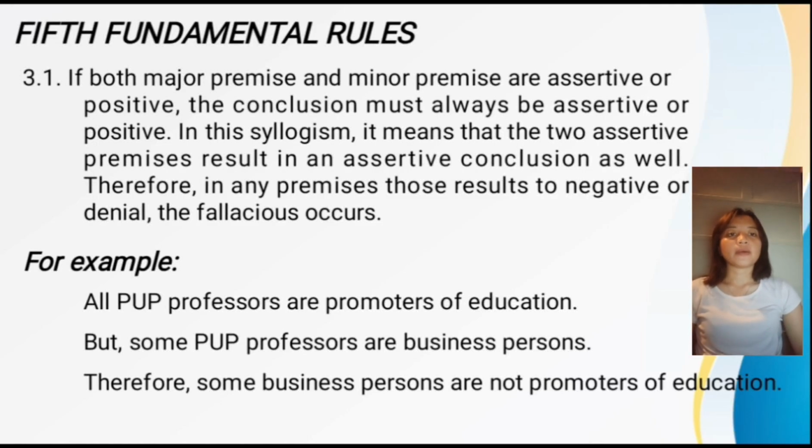So, for example, all PUP professors are promoters of education, but some PUP professors are business persons. Therefore, some business persons are not promoters of education. So, sa example, it shows how assertive or positive premises become a negative in conclusion.